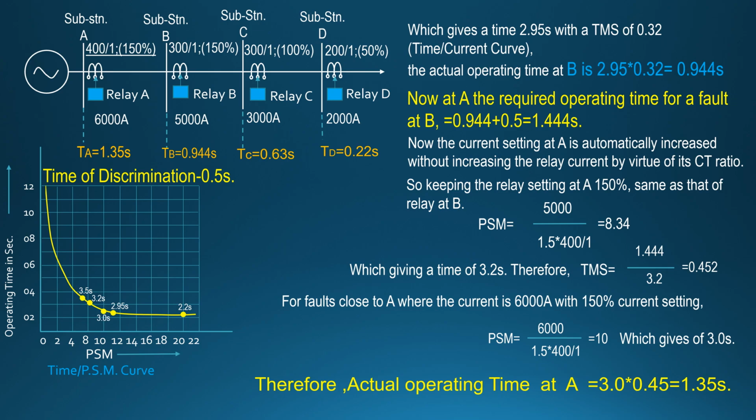So the time setting at D is 0.22 second, at C 0.63 second, at B 0.944 second, and at A 1.35 second.